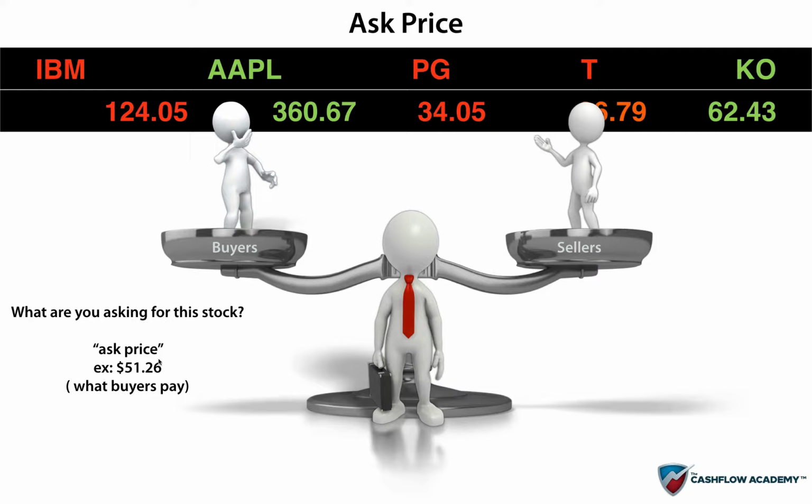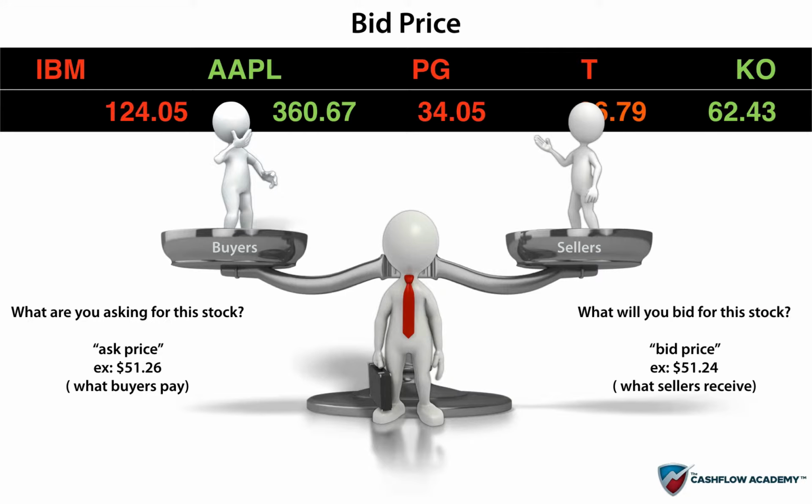Now, of course, the seller, if they want to sell something, they might ask this guy a question first. They might say, well, what are you bidding for this stock? What are you willing to bid for this thing? And here we can see the bid price is $51.24. And that's the money the seller would receive. So there's 2 cents missing. If the buyer pays $51.26 and the seller receives $51.24, there's 2 cents missing. That's called the spread, and the market maker will put that in his pocket.